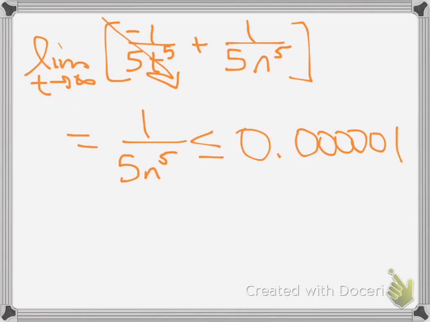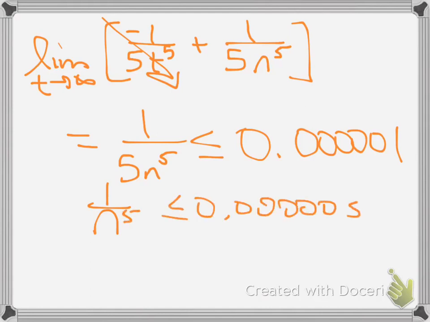0.000001, 5 zeros and a 1. Okay, so multiply both sides by 5, and you're going to get this here. Take reciprocals and flip the inequality. This is 200,000 when you take the reciprocal. I've already done this ahead of time, so it's not me being really, really smart. It's just me being prepared.